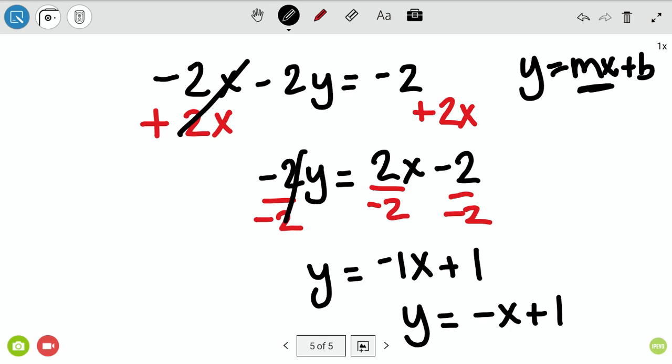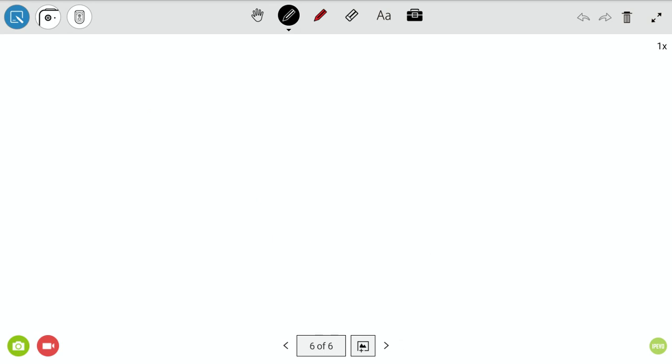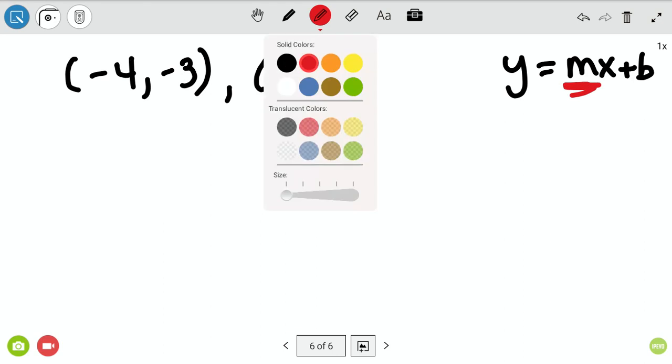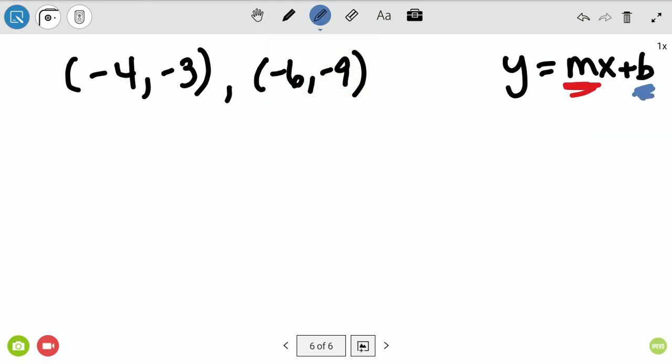All right, we're going to move on to just something a little new. It's not really new, it's just different clues. So we're asked to write a slope-intercept form of an equation for a line that passes through 2 points, -4, -3, and it passes through the point -6, -9. And that's all we're given. And we're asked to write it in y equals mx plus b. Well, again, write what 2 bits of information do I need to write an equation in mx plus b? I need the m and I need the b. And I'm not given either one of them.